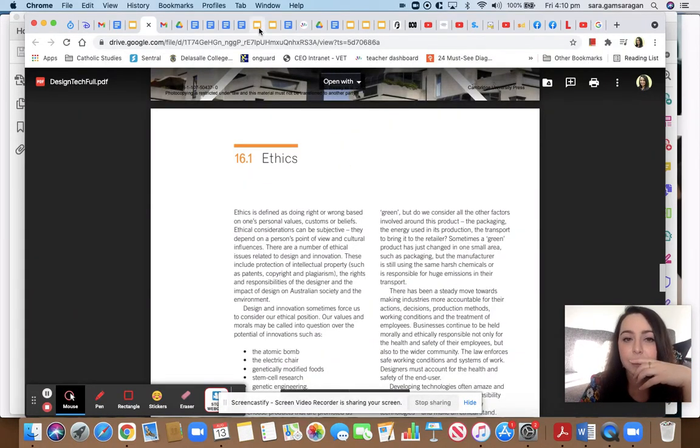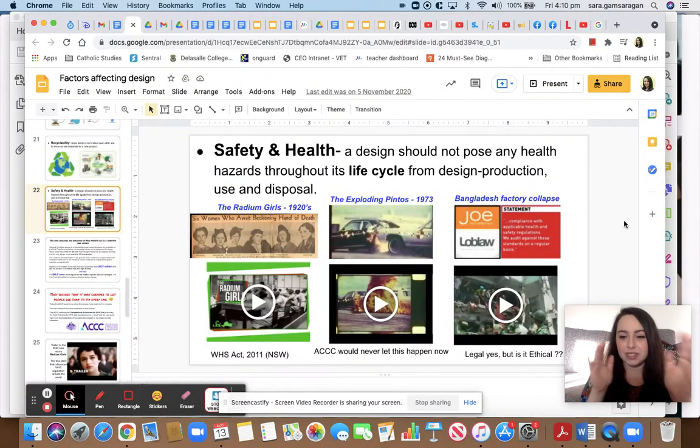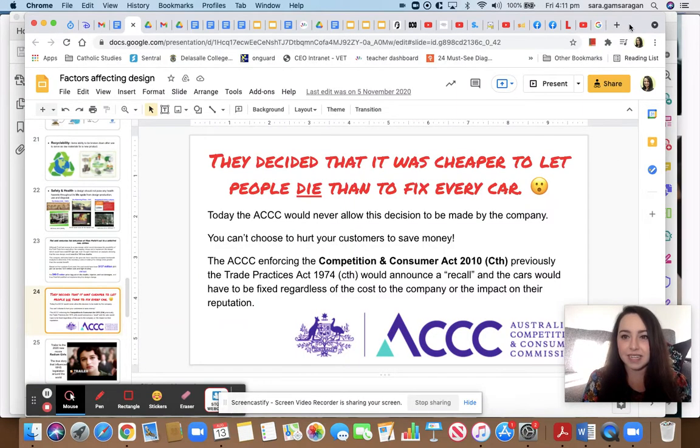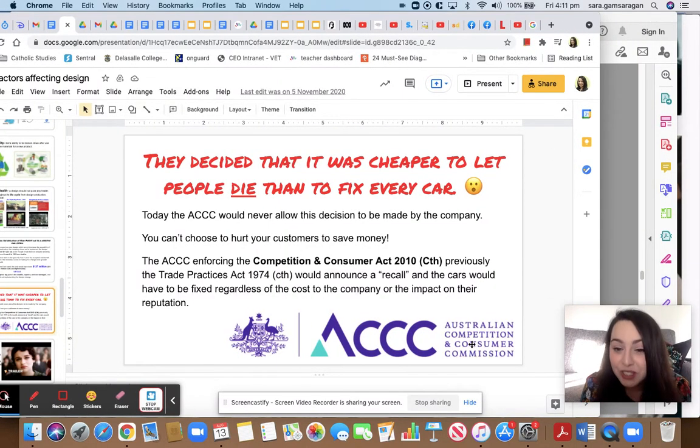But I think the safety one is something that you definitely can bring in, because what I like about the safety example is there's two sides. There's work health and safety, which is about the workers who make products, and then there's consumer safety. And consumer safety comes under the Competition and Consumer Commission, the ACCC. Consumers are the buyers, the customers, okay?